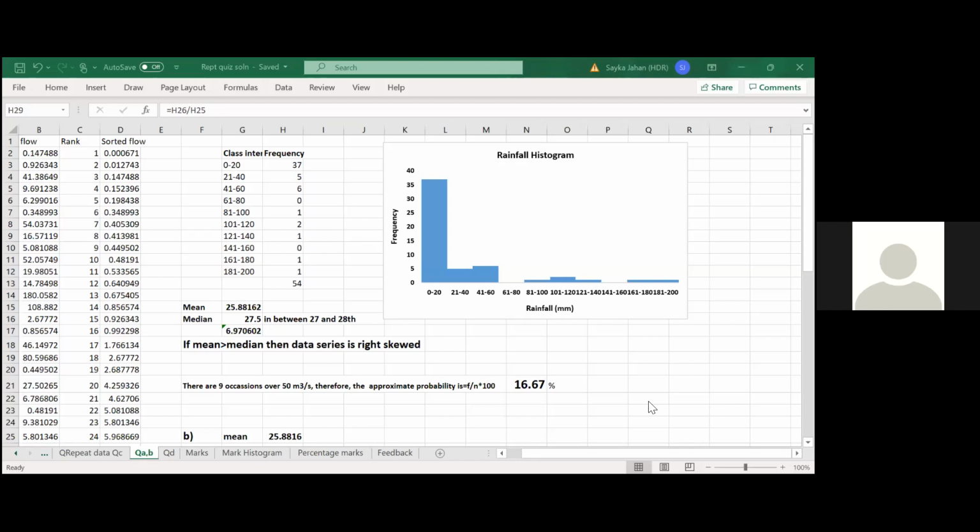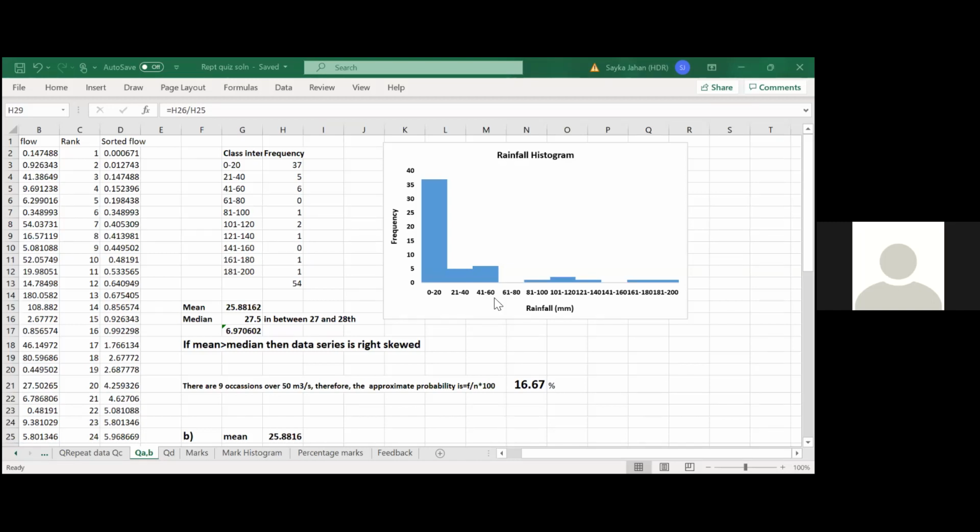Here, I'm just showing you the solution for questions A and B. The first question was about the histogram. You have to make a comment on the histogram and then calculate the probability of over 50 millimeter rain.